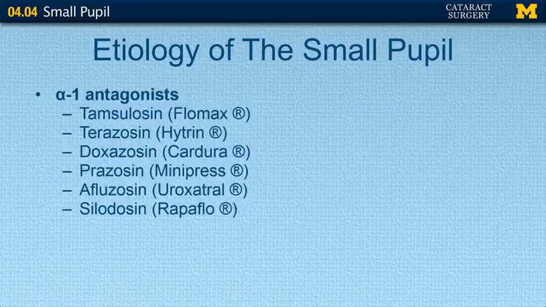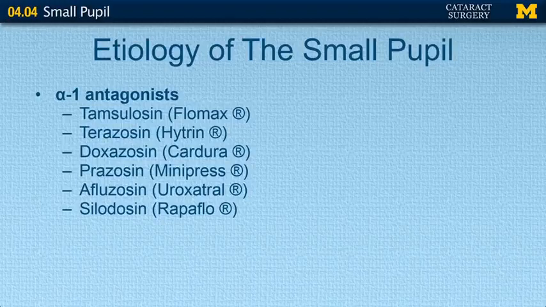The last major category would be alpha-1 antagonists, and these are medications a lot of times that are used for blood pressure control or patients who have prostate issues. If you review their medication history, it's really important to see if any of these medications are on the list. Even if it may not be on the list, it's also important to ask them if they've ever been on these medications in the past, because, for example, with Flomax, even just a brief episode of using that medication in the past can still have a lasting effect on the pupil.